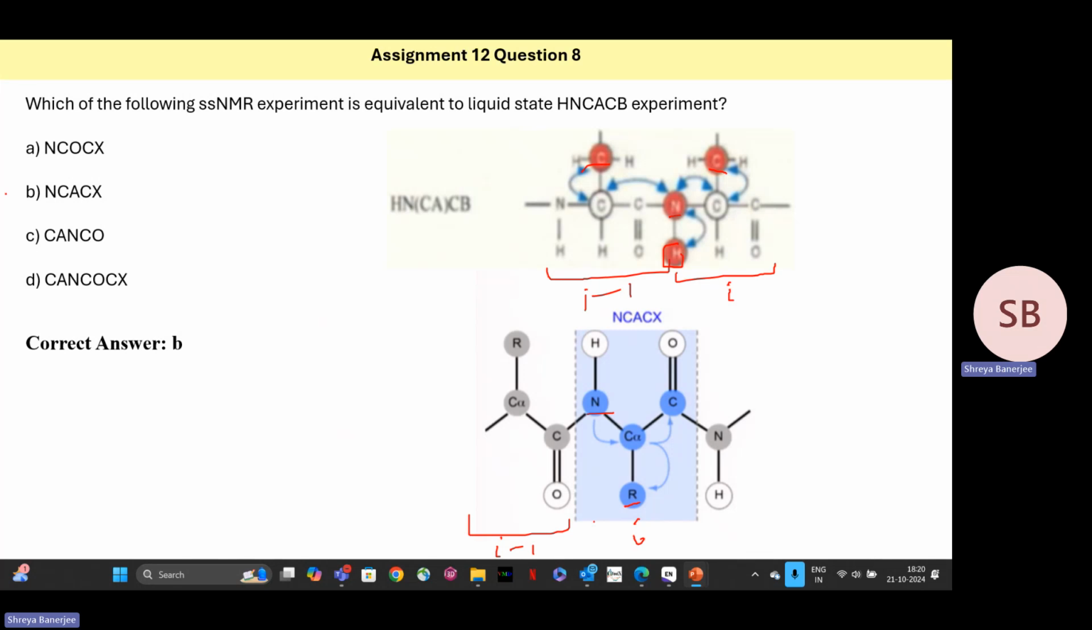So if we look at the options here, this is the closest that is there, NCACX. Because if you imagine C beta as CX, it will become NCACX. And we don't detect hydrogen because it's a solid state experiment. So NCACX is the correct answer. That is option B.